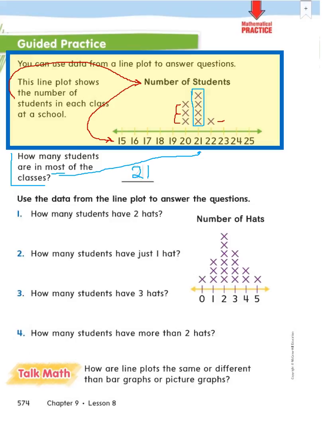Now what I'm going to do is pause, or I'm going to wait. You pause and try to do questions 1 through 4 at the bottom. Use the data from the line plot to answer the questions, and I'll just get you started with this. This is talking about the number of hats. So these numbers down here at the bottom mean hats. 0 hats, 1 hat, 2 hats. Okay, good luck.